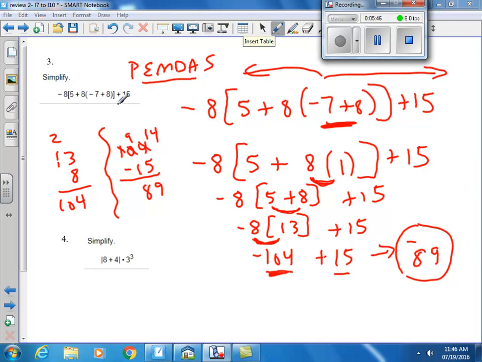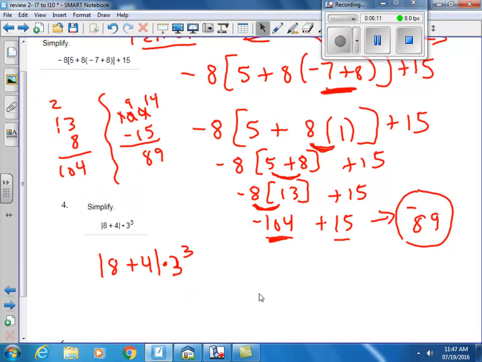So again, order of ops problems, they take a lot of practice. You just got to keep doing them over and over again. That's why there's so many on this test prep review. This one has your absolute value bars, so absolute value of 8 plus 4, and then eventually times 3 cubed. Now recall that in terms of level of dominance, you want to take care of your bars or grouping symbols first. So 8 plus 4 is 12.